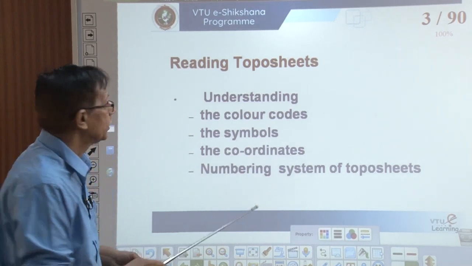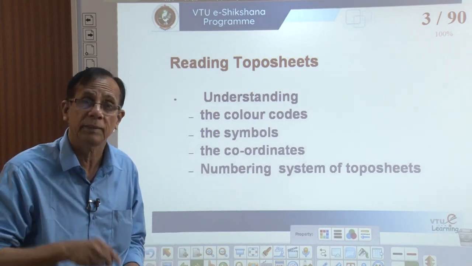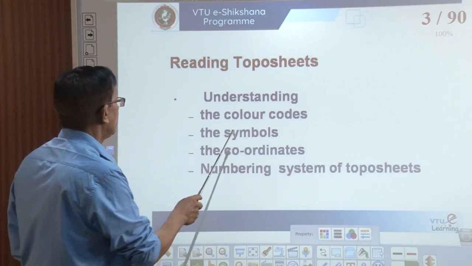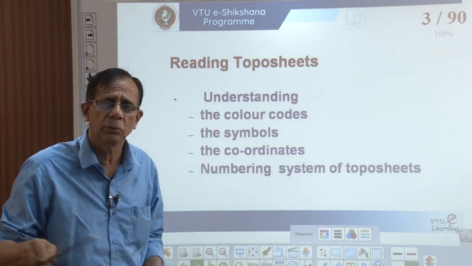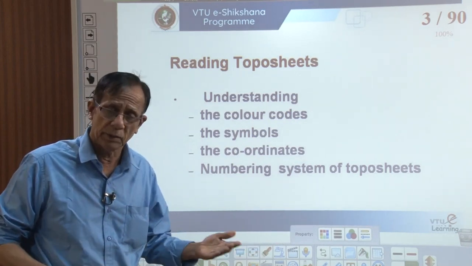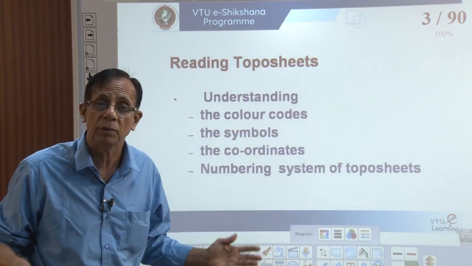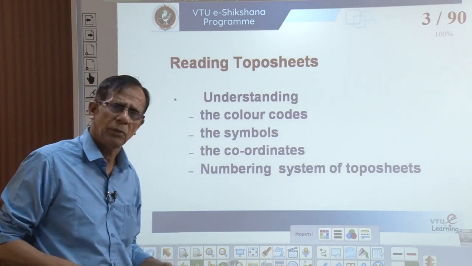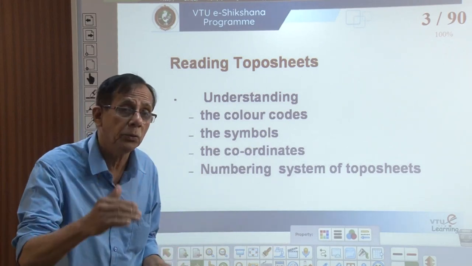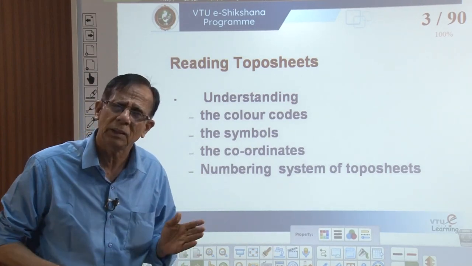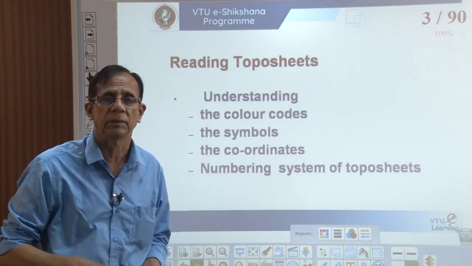To understand, I must know what exactly it means if something is shown in a dark line or blue color, or green. Similarly, for the symbols, we use different symbols for road, for railway line, for highway, national highway, state highway, and even state borders. And for coordinates, the latitudes and longitudes are shown. What exactly they mean is helpful to locate the places of our interest.